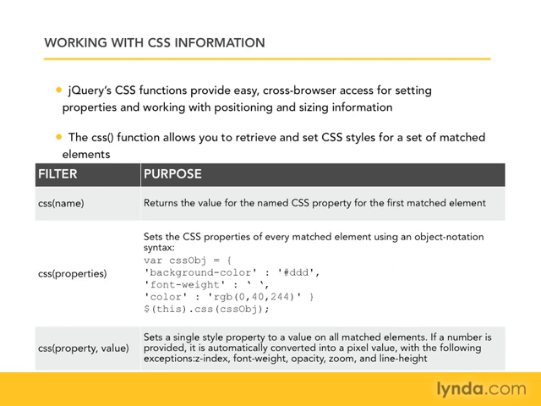So we're going to take a few moments now and learn what it actually does. So it has a few different forms. The first and simplest form is this one right here, CSS, and you give it a named property. This will return the value of the named CSS property for the first matched element in the result set that you're calling this on.